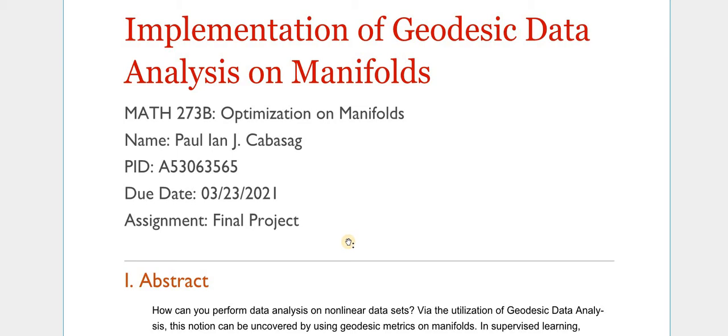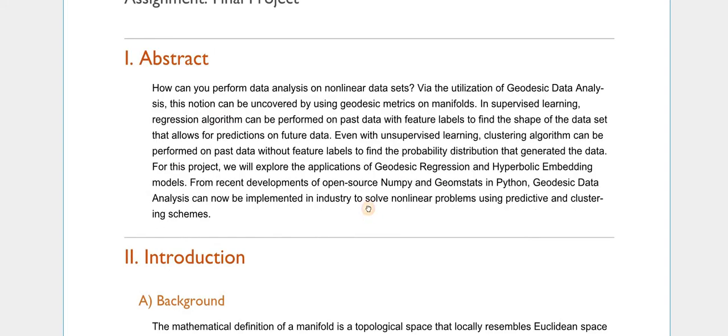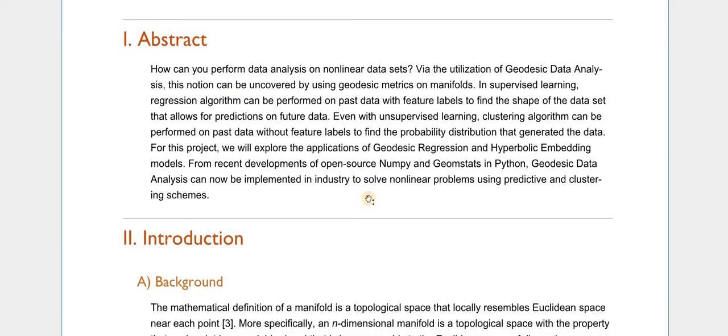And today we're going to be talking about the implementation of geodesic data analysis on manifolds. To give you more of an overview before I talk about each particular aspect, what we're trying to do here is how can we perform data analysis on nonlinear data sets? That's going to be the underlying question that we'll answer throughout this presentation: how can we use geodesic data analysis in order to uncover the geodesic metrics on our manifolds?